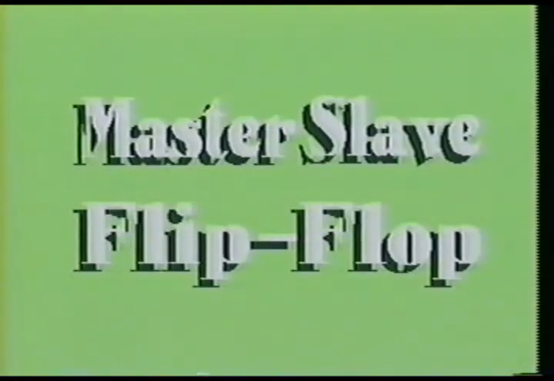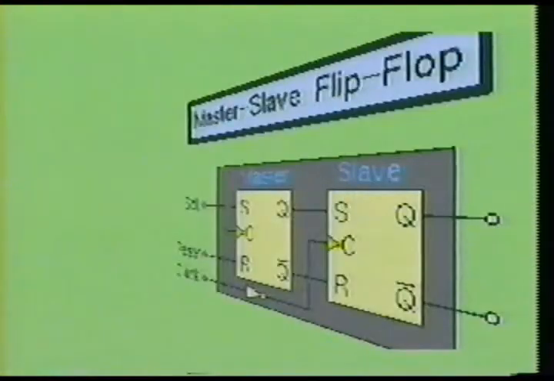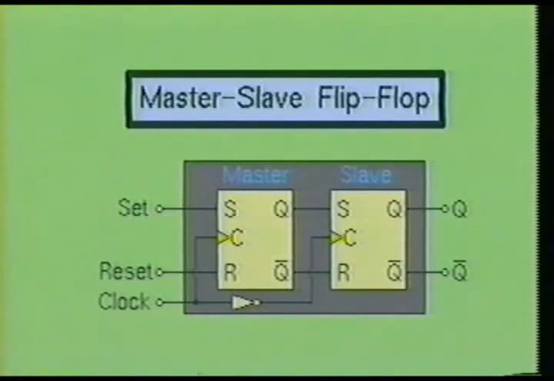One way to delay the changes in the output state until the clock pulse becomes 0 is by the use of the master-slave flip-flops. Here we see a simple master-slave RS flip-flop. It contains 2 clock RS flip-flops and a logic inverter. The master-slave flip-flop will be contained in a single IC package. The operation of the master-slave flip-flop is very simple.